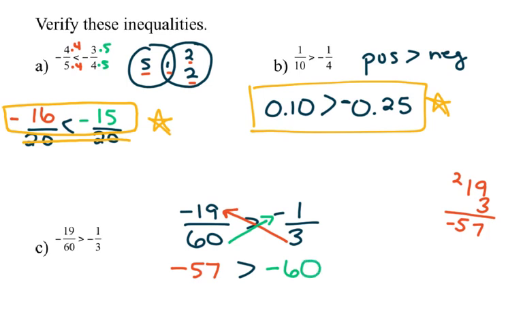Is it true now that -57 is greater than -60? When we're thinking about negatives, a lot of times I like to think about money. I either owe somebody $57 or I owe somebody $60. Well, I would rather owe them $57 than $60. And so that means that that number is greater. And so that has been verified.